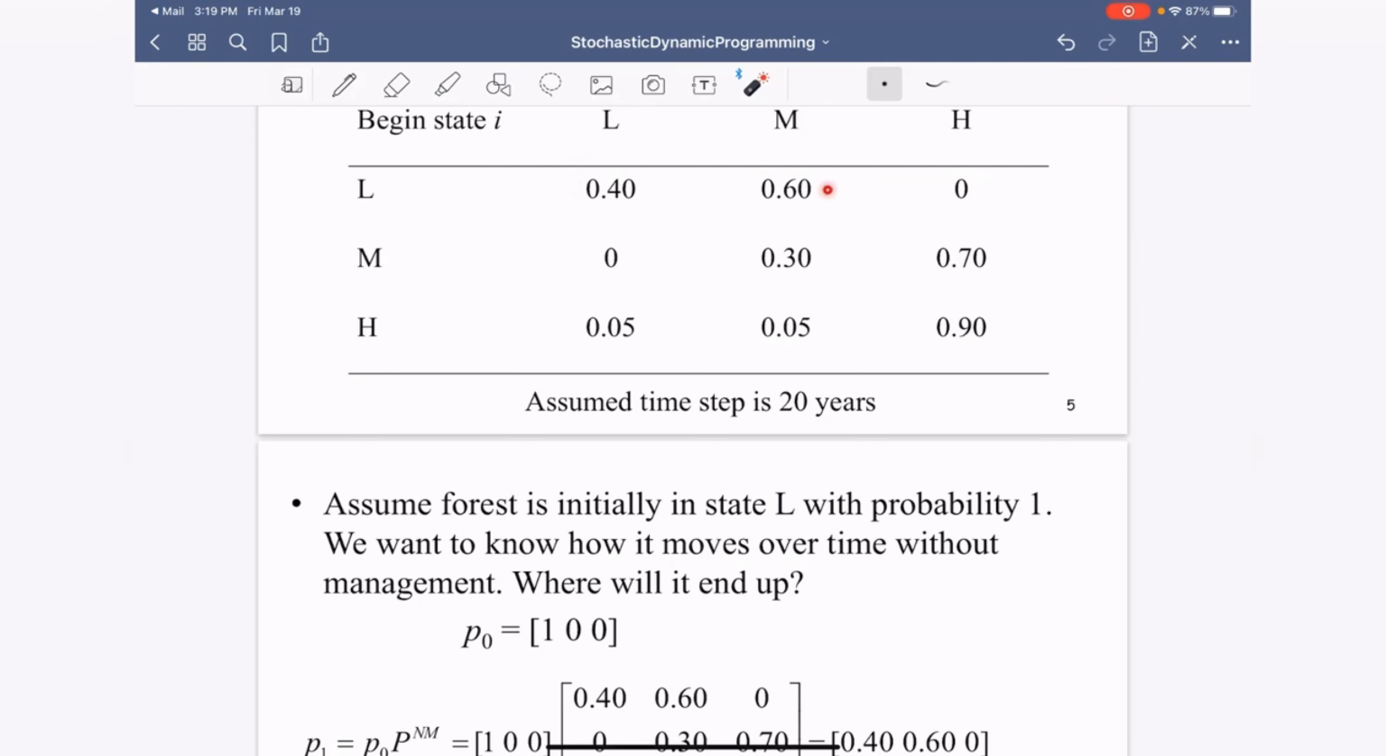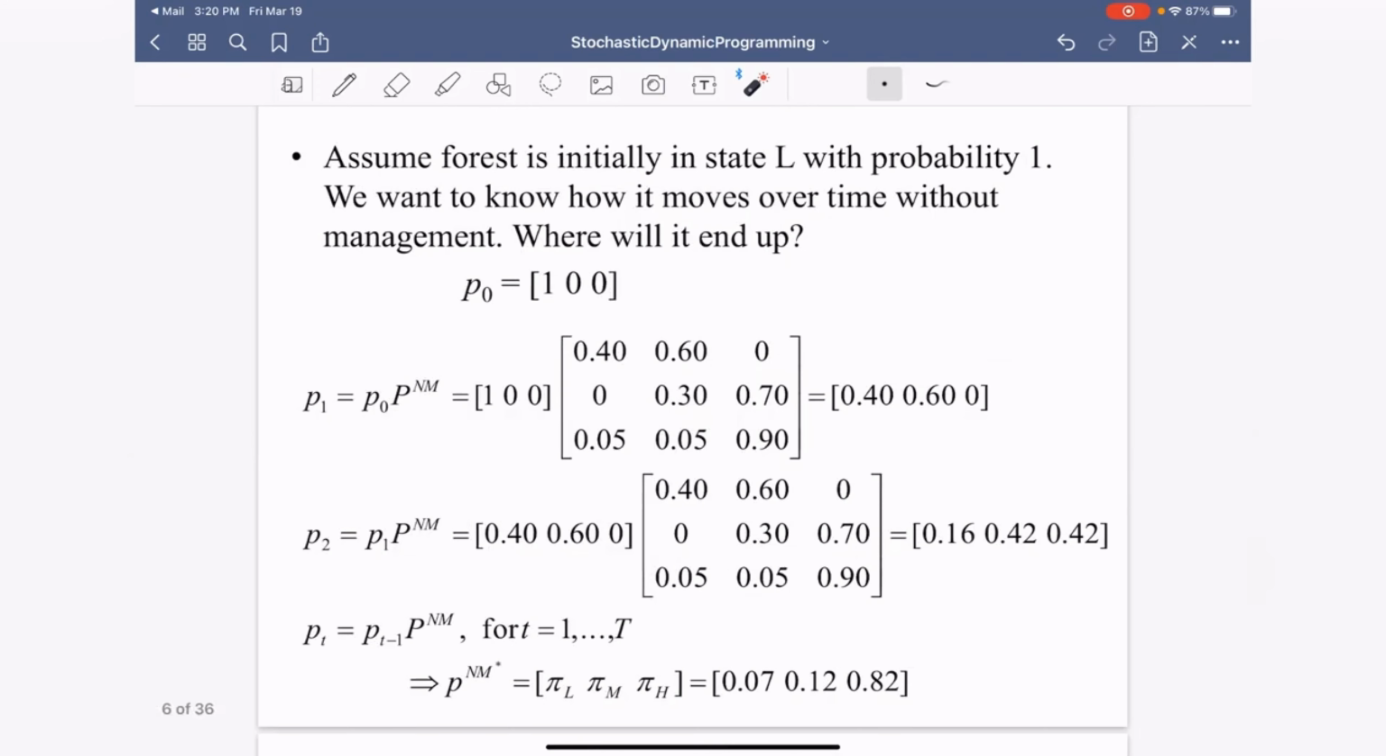So here we have, again, if you're in a low state, there's a 40% chance that you stay there, and a 60% chance that you move to the higher state, M. If you start in a medium state, there's a 30% chance you stay there, and 70% that you go up. And likewise, if you're in a high state, there's a 5% chance that you drop back to a low state, 5% that you drop back to a medium state, generally as a result of such things as wildfire or pine beetle, and there's a 90% chance that you stay there. Assume that the forest is initially in state L, the low state, and that its probability of being there at that point is 1.